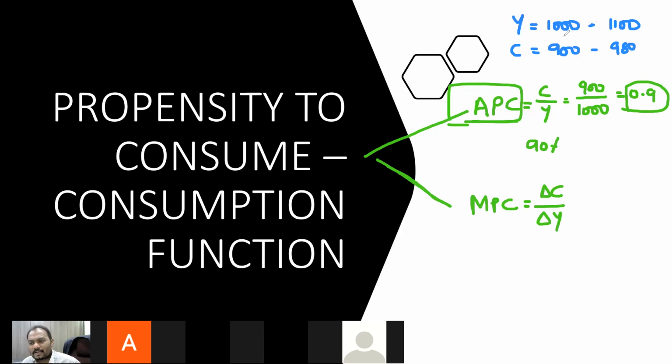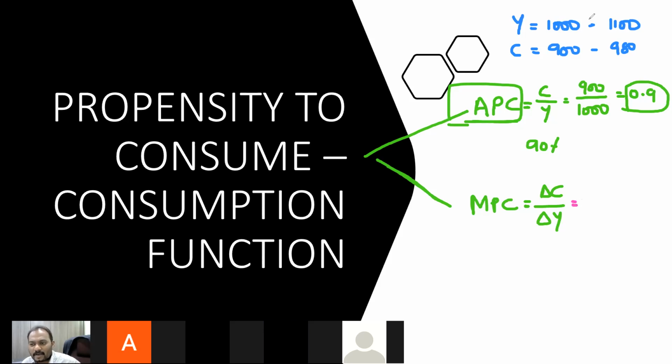So income is increasing from, please read the values on screen, how much? 1000 to 1100. As a result, consumption is increasing from 900 to 980. So what is delta C? When I use C, C stands for consumption, Y stands for income. So when you apply that delta here, it means change in consumption, right?